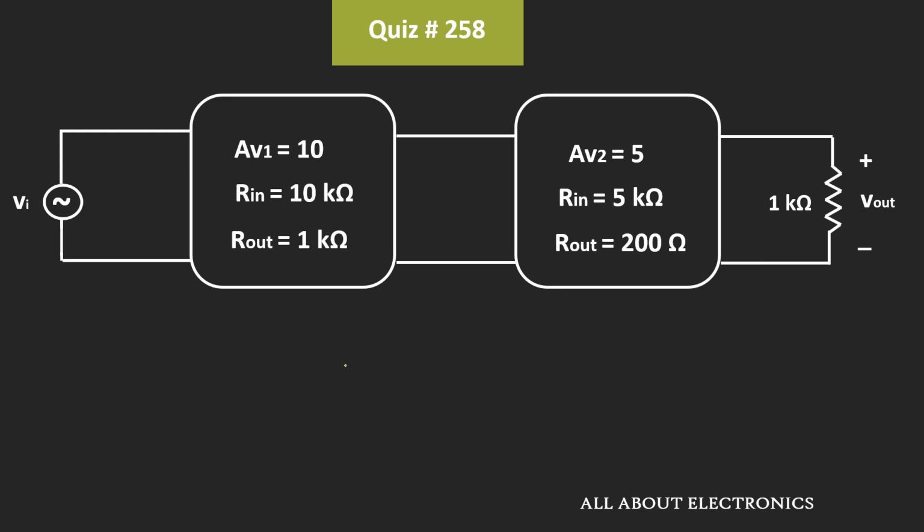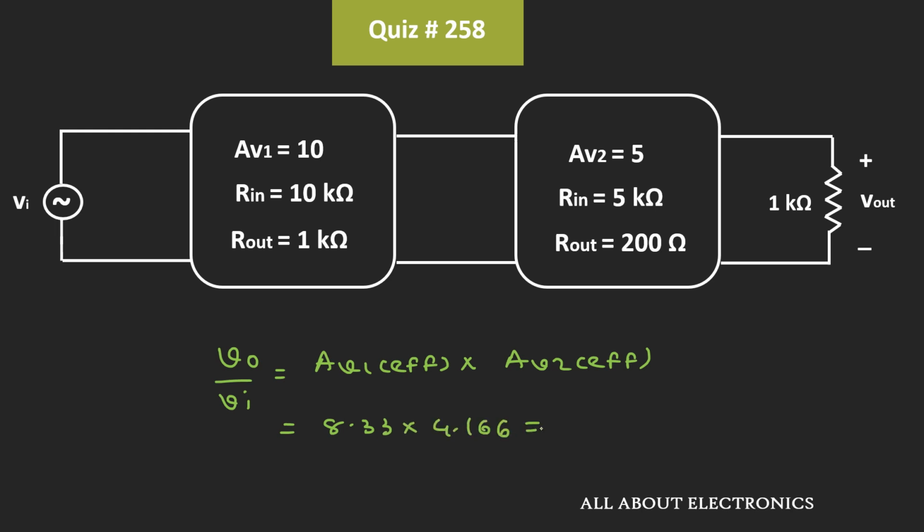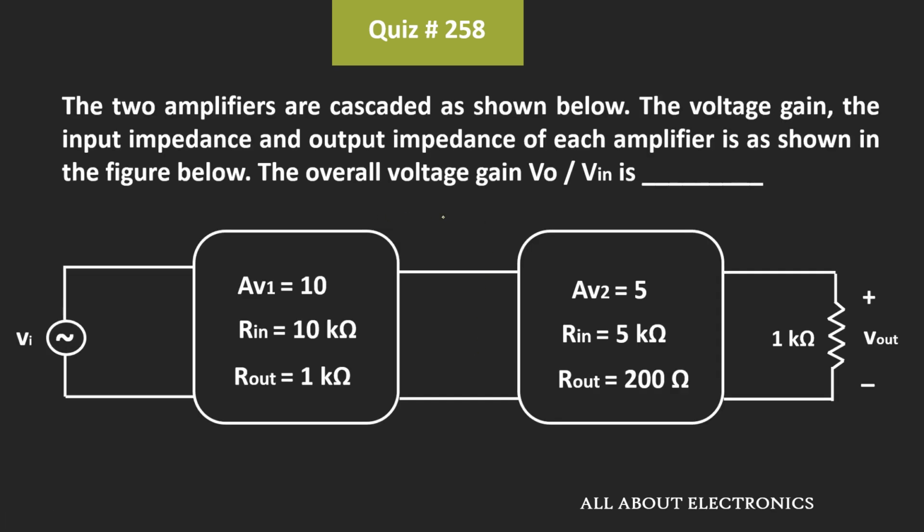So if we see the overall voltage gain, that is Vout divided by Vin, then it will be the product of the AV1 effective and the AV2 effective, that is AV1 effective times AV2 effective, that is equal to 8.33 times 4.166, which is equal to 34.7. So this will be the overall voltage gain of this cascaded amplifier. That means we can say that for these two cascaded amplifiers, the overall voltage gain is equal to 34.7.